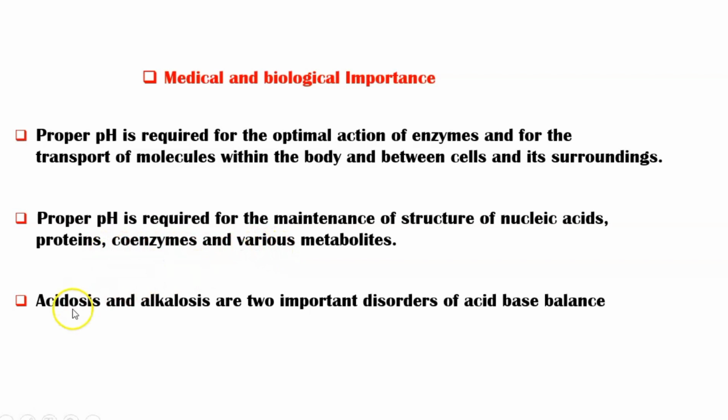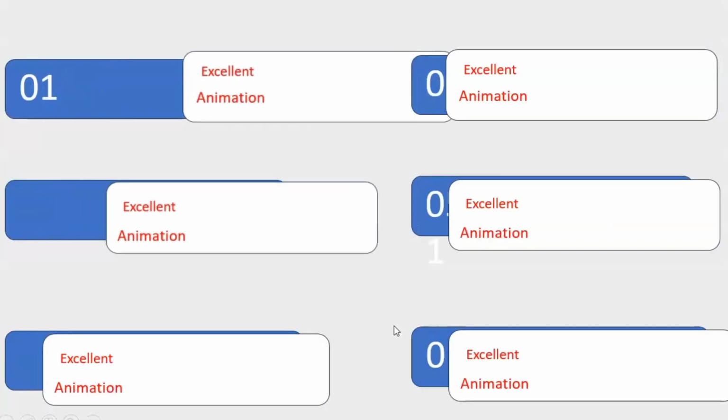And so number two, the medical and biological importance, is what? Acidosis and alkalosis are the two important disorders of acid-base balance. So when the acid and base are not balanced, they result in what? Acidosis and alkalosis. That's what we are talking about.